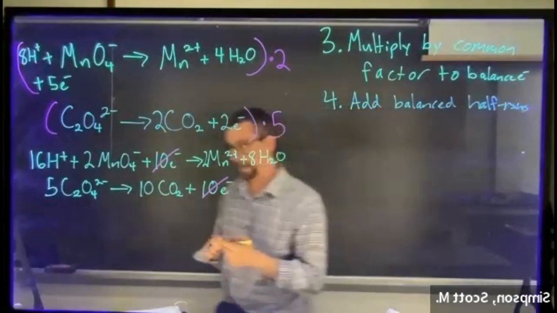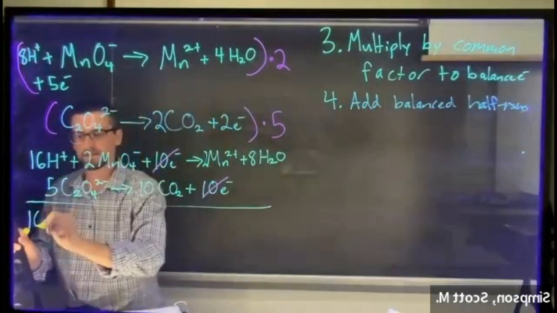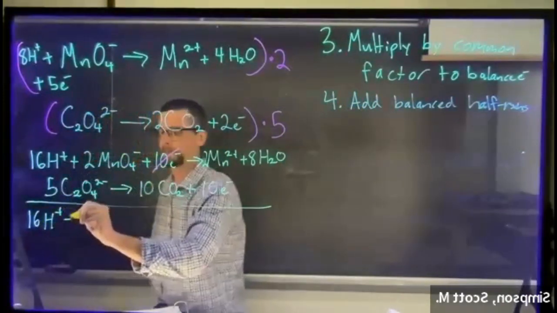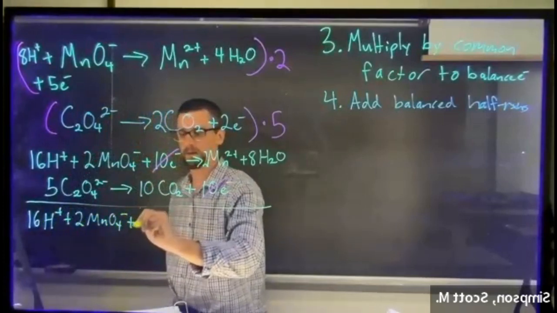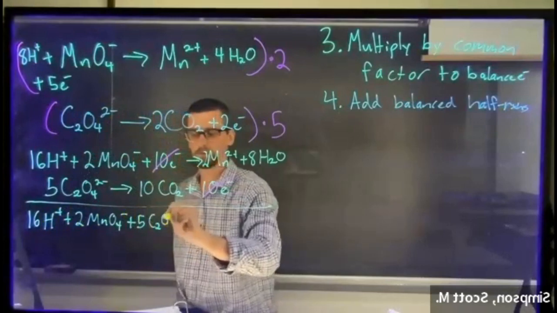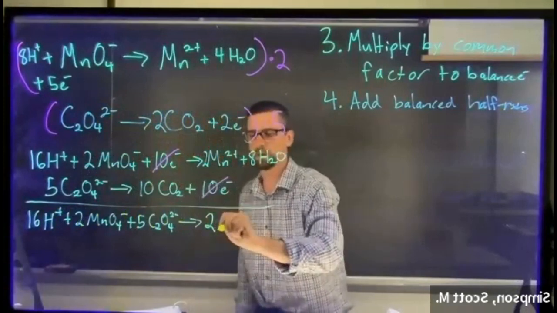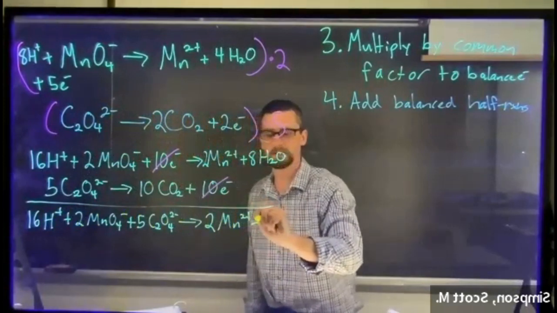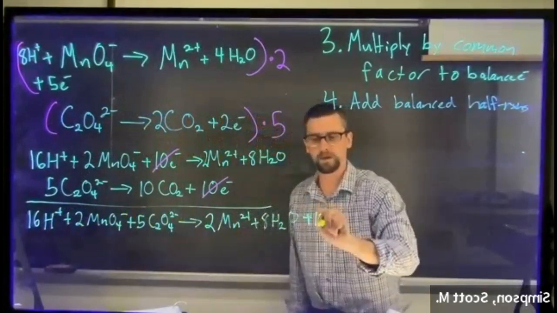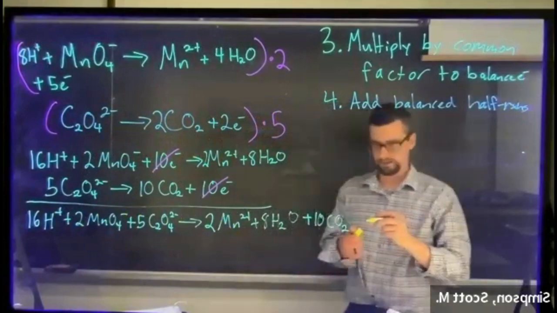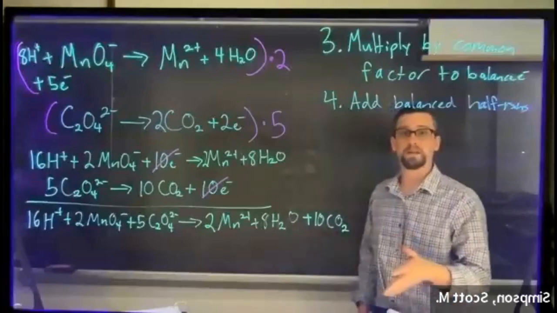In our case, as we add everything together, we get 16H plus, 2 MnO4 minus, plus 5 oxalate ions, 2 manganese 2 plus, 8 waters, and finally 10 carbon dioxides. So this is balanced.